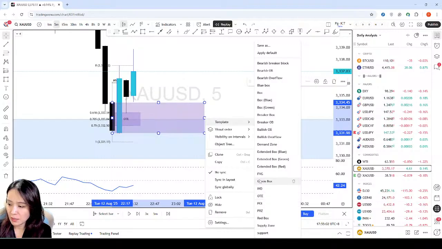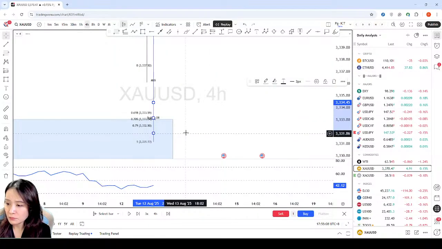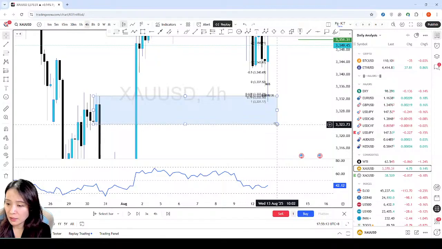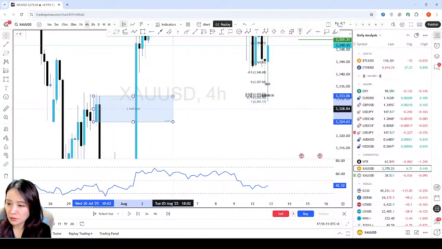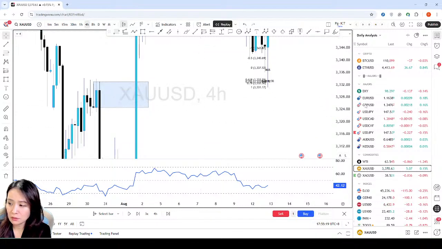Okay, that is the confirmation. Where is my bullish OB? Here. And on a higher time frame, this zone is your breaker block. Why? A breaker block is the failed OB, because this one is a bearish OB. Price comes into the box.